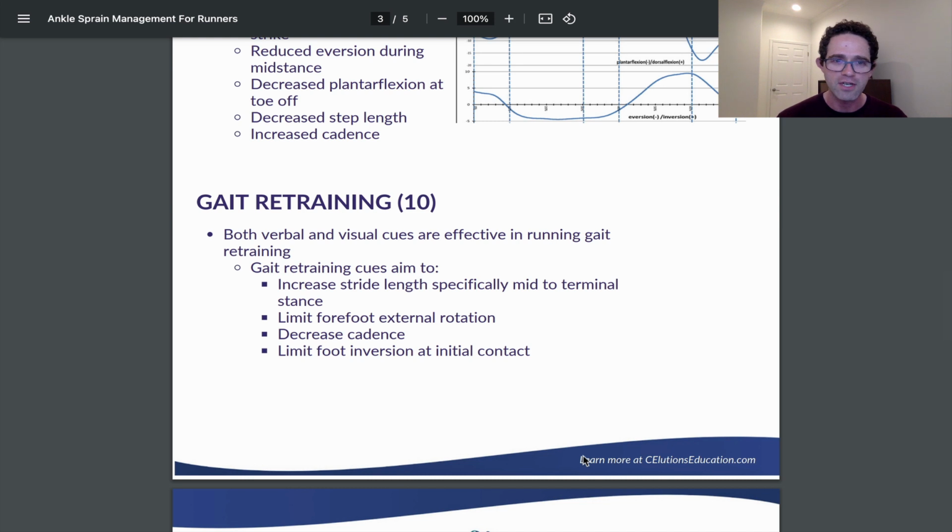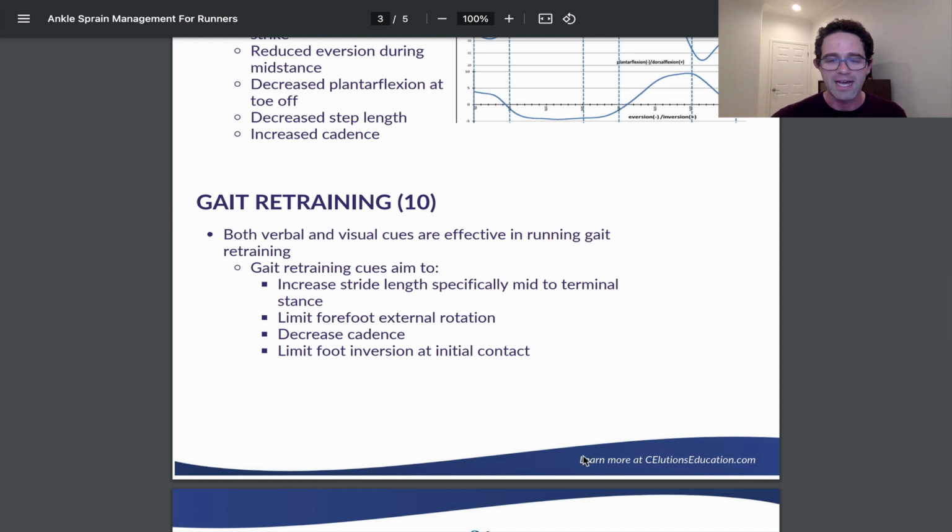But I want to go over a couple gait retraining tools here. Both verbal and visual cues are really effective in gait retraining. That's an important thing to note. Now, when we talk about these gait retraining techniques, it's important to understand what the aim is here. Gait retraining cues are aimed to increase the stride length, and specifically we want to increase that mid-terminal stance. Also, limit the forefoot external rotation. So make sure they're not turning their foot out.